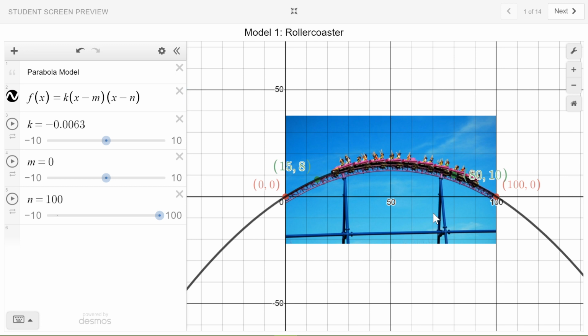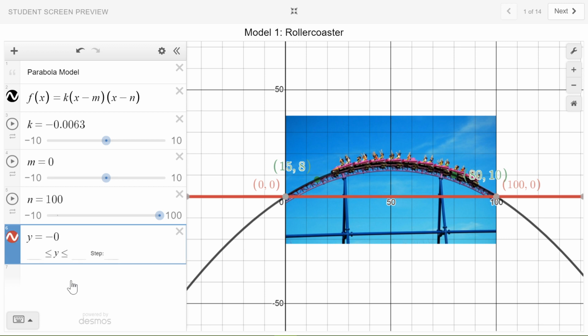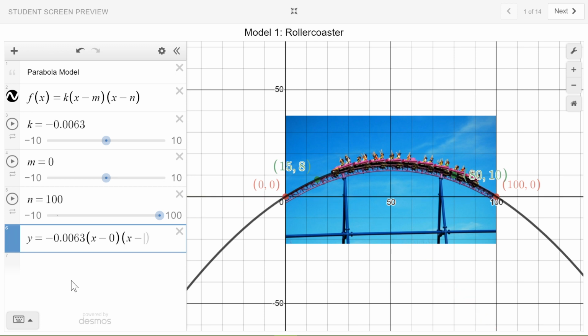So I'm going to say that this is my model because it fits this really nicely. Fortunately, it's fit the whole thing really nicely, but it might not always do the same. And so what I'm now going to do is type in my model as an equation, because this is what I'll write down. I'll write down y is equal to negative 0.0063 brackets x minus my first intercept, which is 0, x minus my second intercept, which is 100, and I'm going to close the brackets.